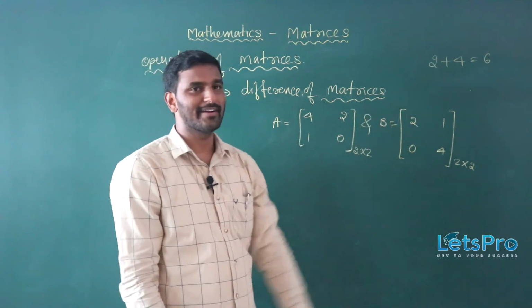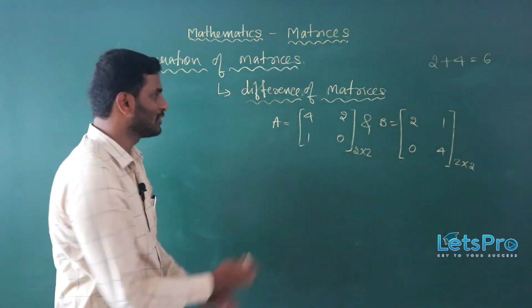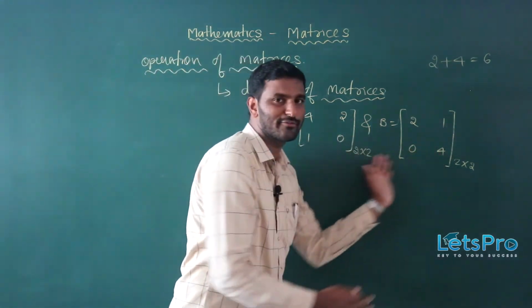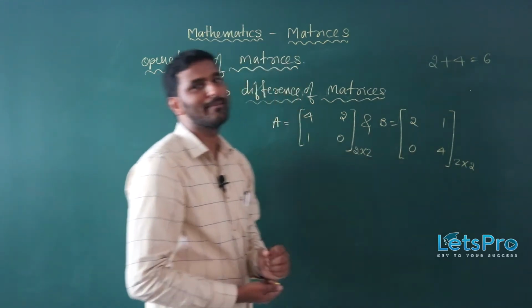Next one is difference of matrices. So what is the difference? Difference is nothing but subtraction. So there is an A matrix and a B matrix. Here also, first we need to see the order of the two matrices. Yes, here the order of the A matrix is equal to the order of the B matrix.